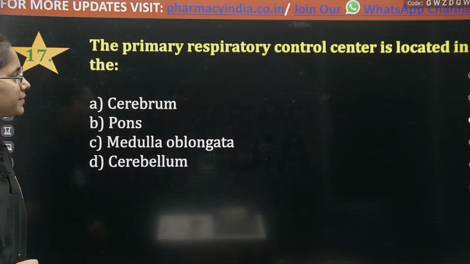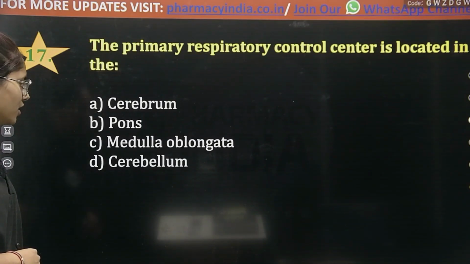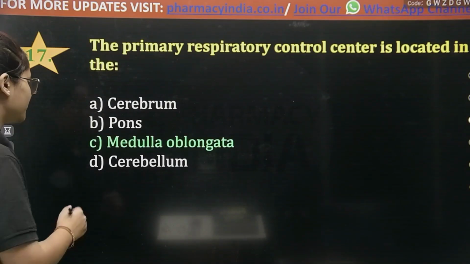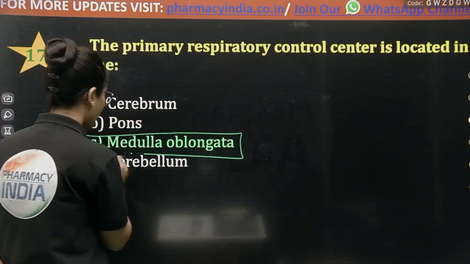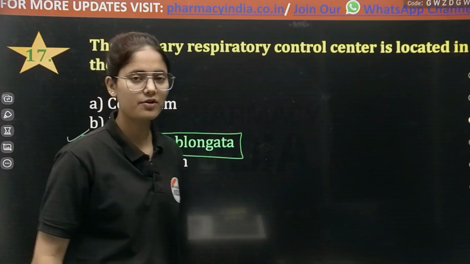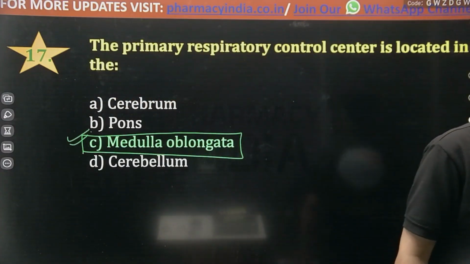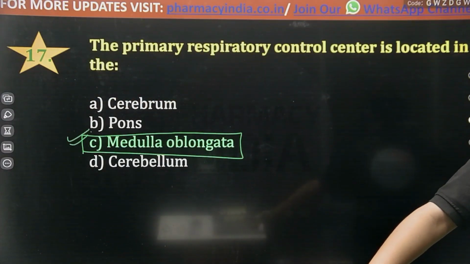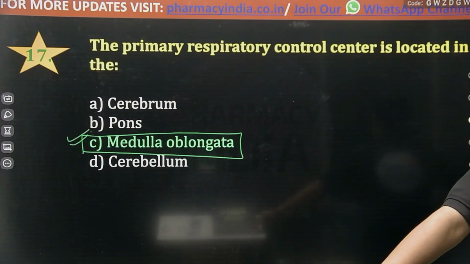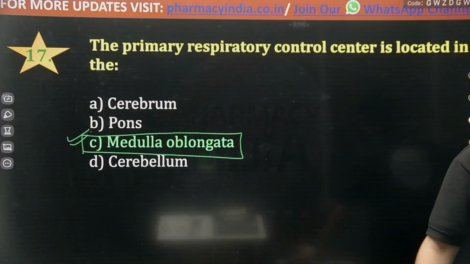The primary respiratory control center is located in the cerebrum, pons, medulla oblongata or cerebellum. Basically, it is the hindbrain, which consists of the medulla oblongata, and it is the primary site where the controlling center of your respiratory system is present. The medulla oblongata controls the frequency of your respiration. Option C should be correct.